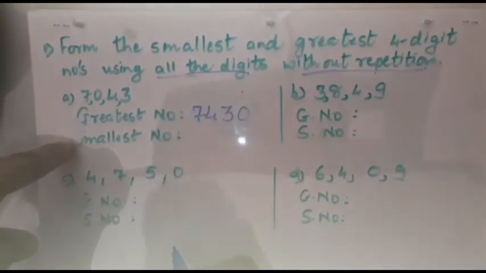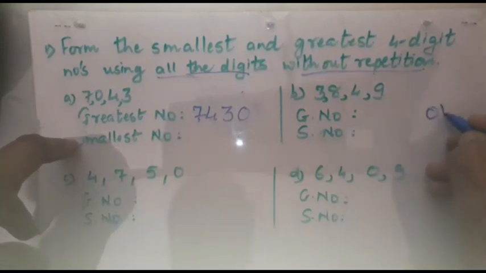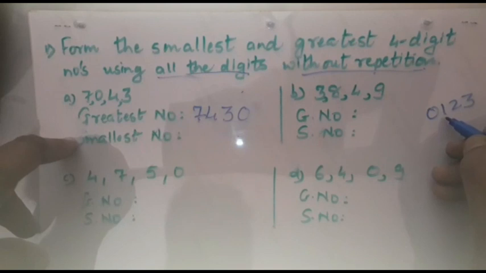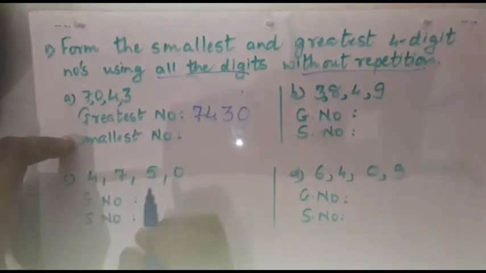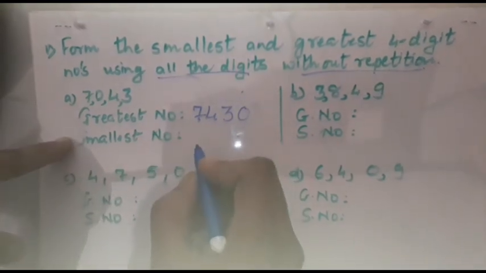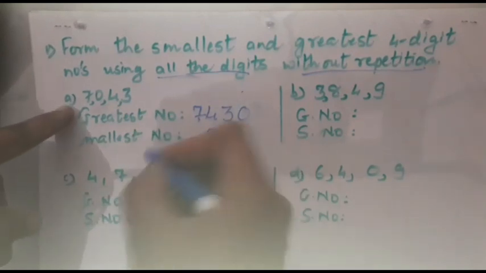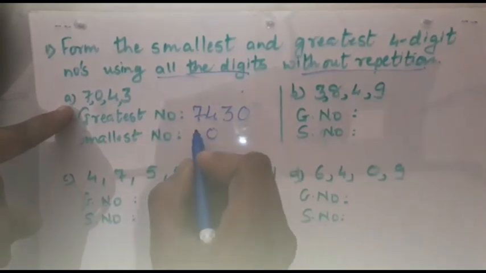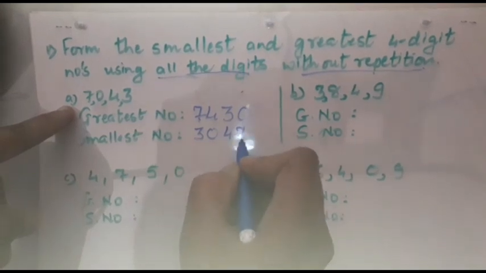When I have to form the smallest number, remember that 0 will never be the first digit, because when you write 0 as the first digit, it will be a 3-digit number and not a 4-digit number. So 0 will never be the first digit when you form the smallest number. Here I should write 0 as the second digit. Starting from the smallest number, I should have 3, 0, 4 and 7.